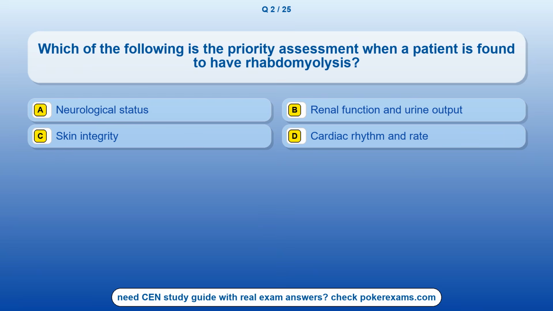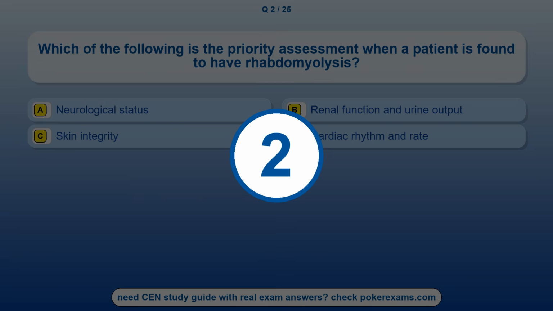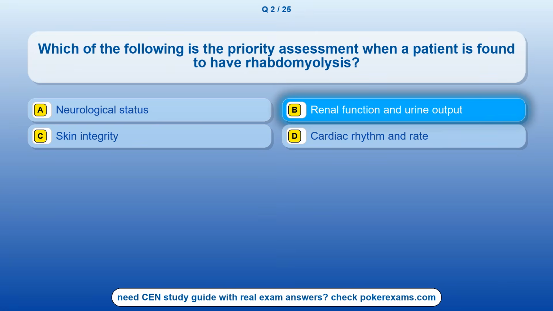Question 2. Which of the following is the priority assessment when a patient is found to have rhabdomyolysis? Option A, neurological status. Option B, renal function and urine output. Option C, skin integrity. Option D, cardiac rhythm and rate. The correct answer is option B, renal function and urine output.